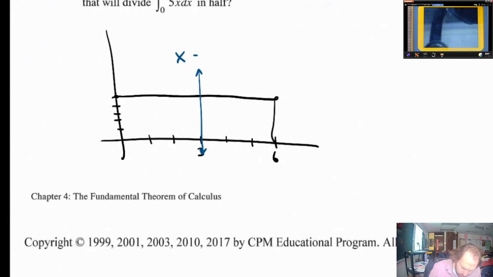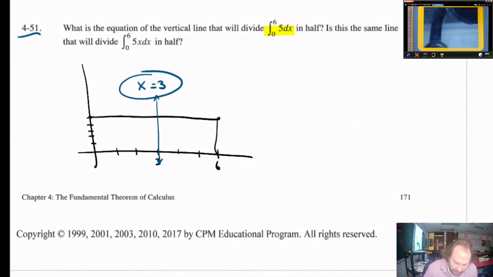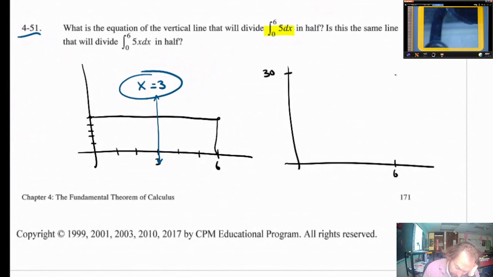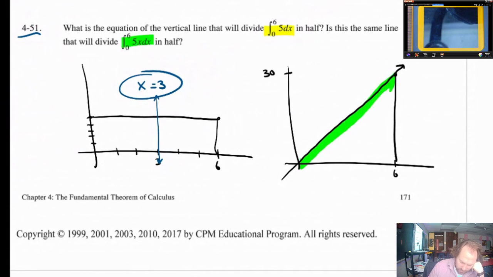I'm going to write it again a little more clearly: x equals 3 as the vertical line. Is that the same as the vertical line that cuts the integral from 0 to 6 of 5x dx in half? And that's going to be a hard no. That's going to be a much more difficult question to answer. I'll show you. If you were to plug in 6 to 5x, you would get 30. So you would have a triangle kind of like this, because 5x would be a straight line with a slope of 5, like that. And so the integral this time, this green integral over here, is talking about this area there. And the question there is, how do you cut that area in half with a vertical line so that the two spaces are the same?